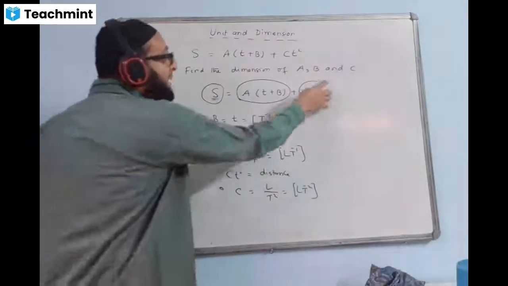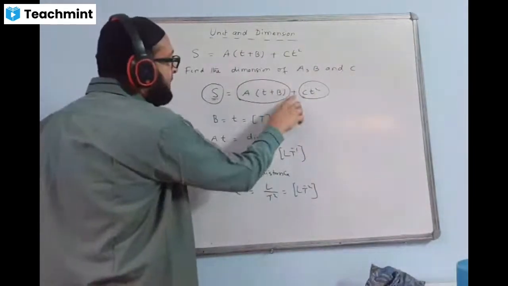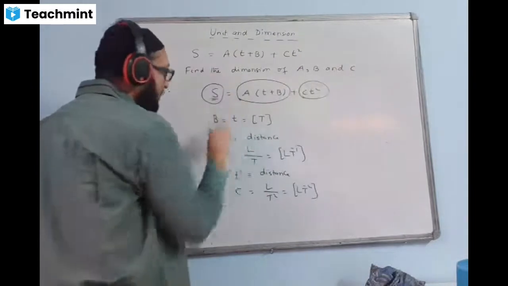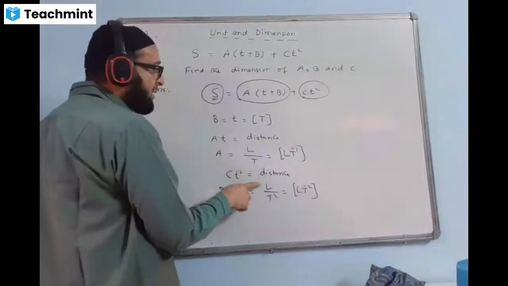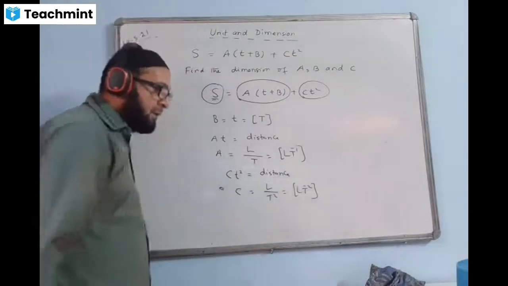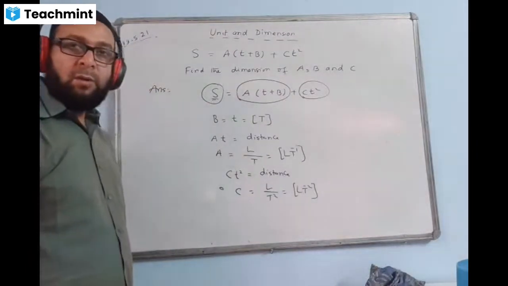Similarly, this thing as a whole will represent S because there is a plus sign. So CT² is equal to the distance. Therefore, the C value will become distance upon T². Distance is L upon T², which will become LT^-2. Okay.